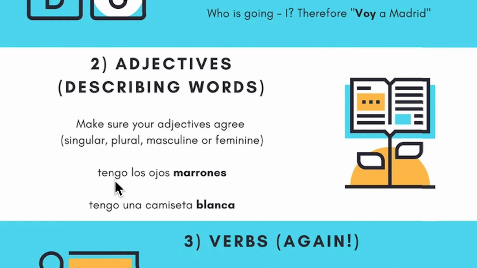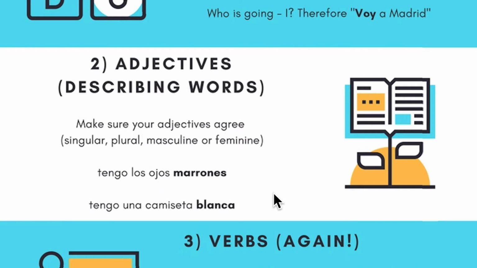So I've got 2 simple examples here. Here we go. Tengo los ojos marrones. Now, los ojos means eyes. It's in the plural, and that is why marrones is in the plural. So, tengo los ojos marrones. Marrones is masculine plural. The adjective is masculine plural. Marrón, meaning brown, is describing the eyes.